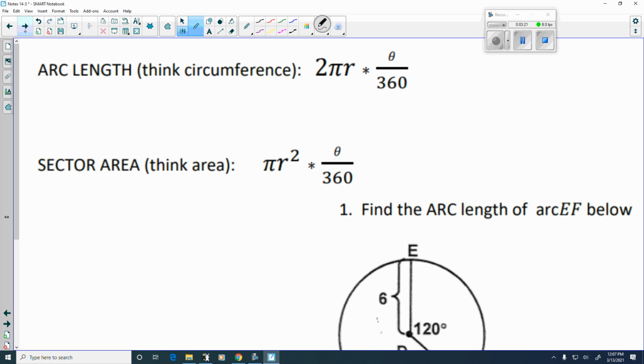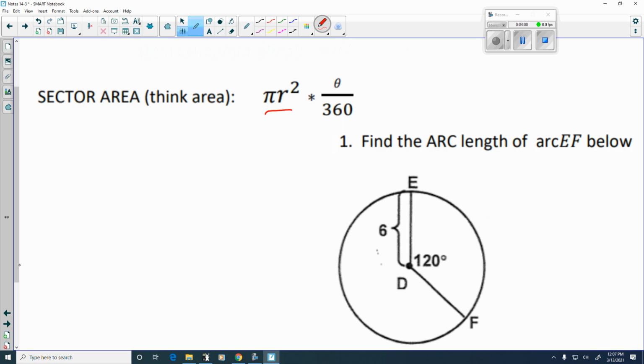So the formula for the arc length is the circumference, 2 pi r, times however much of that circumference I want. So if I had 90 degrees, 90 over 360, that's 1/4. 1/4 of the circumference would be the arc length. So I'm going to make a little fraction with the measurement of that arc in degrees and multiply it by the circumference. Likewise, if I want to find the sector area, I'm going to take the formula for the area and multiply it by its fraction or its percentage that we have here.